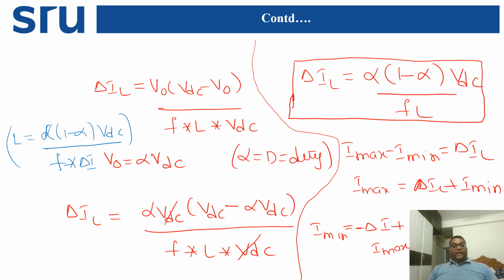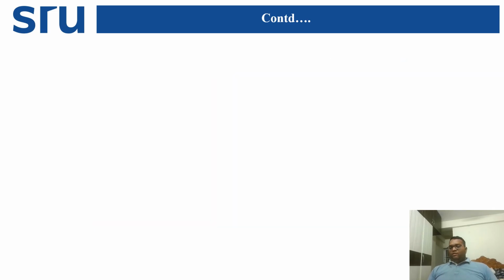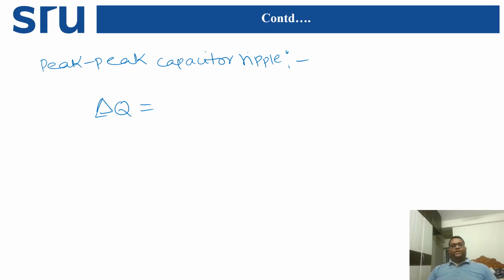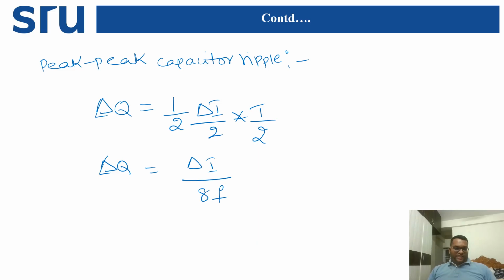Now coming to the capacitor derivation. First, we have to see the peak to peak capacitor ripple, and only then will we derive the capacitor value. From the waveforms, delta Q is equal to half times delta I divided by 2 into T by 2. So delta Q is equal to delta I divided by 8 times frequency.